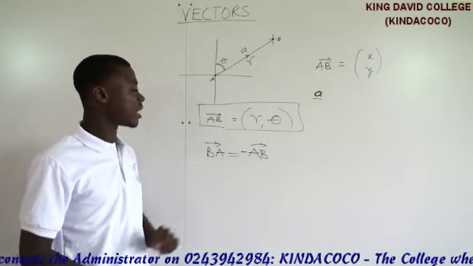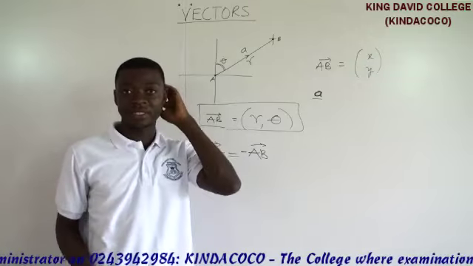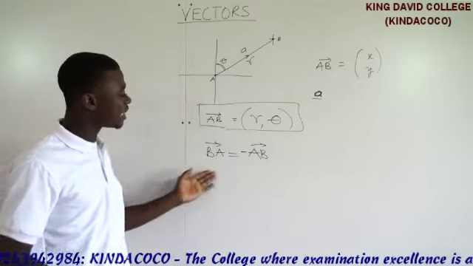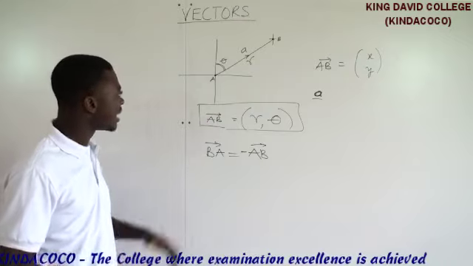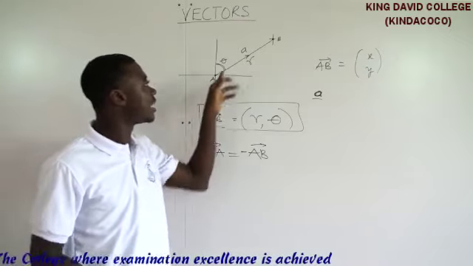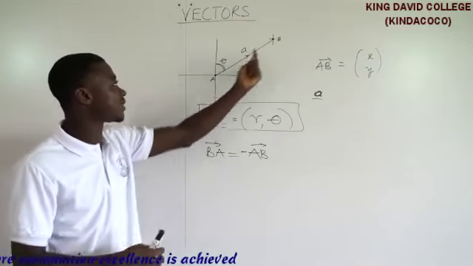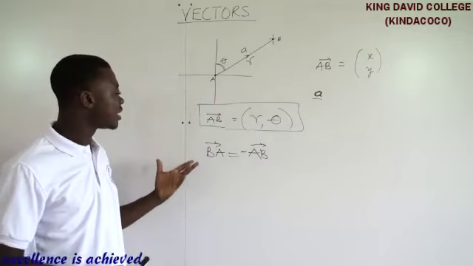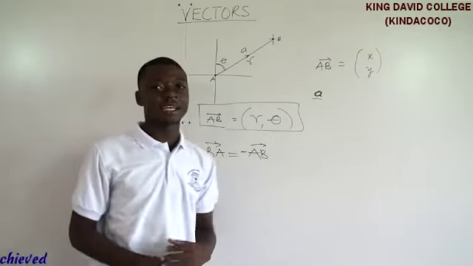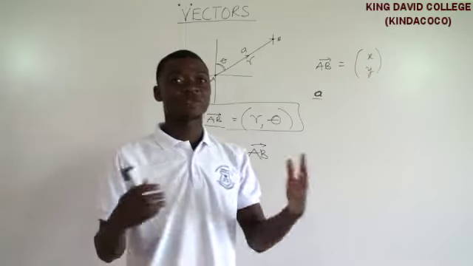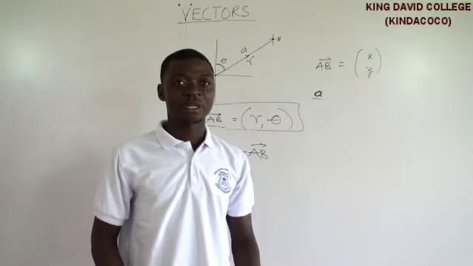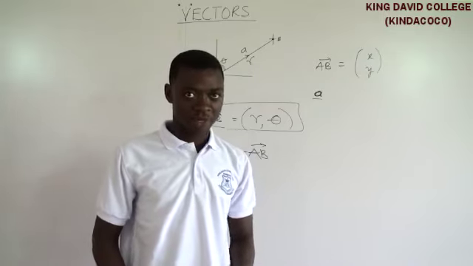But direction-wise, this has to be negated. So we call it a negative vector. If you want the direction to be from A to B, but what you are being asked is rather B to A, all you need to do is negate the A to B you have. Then that is going to give you the B to A you are looking for.